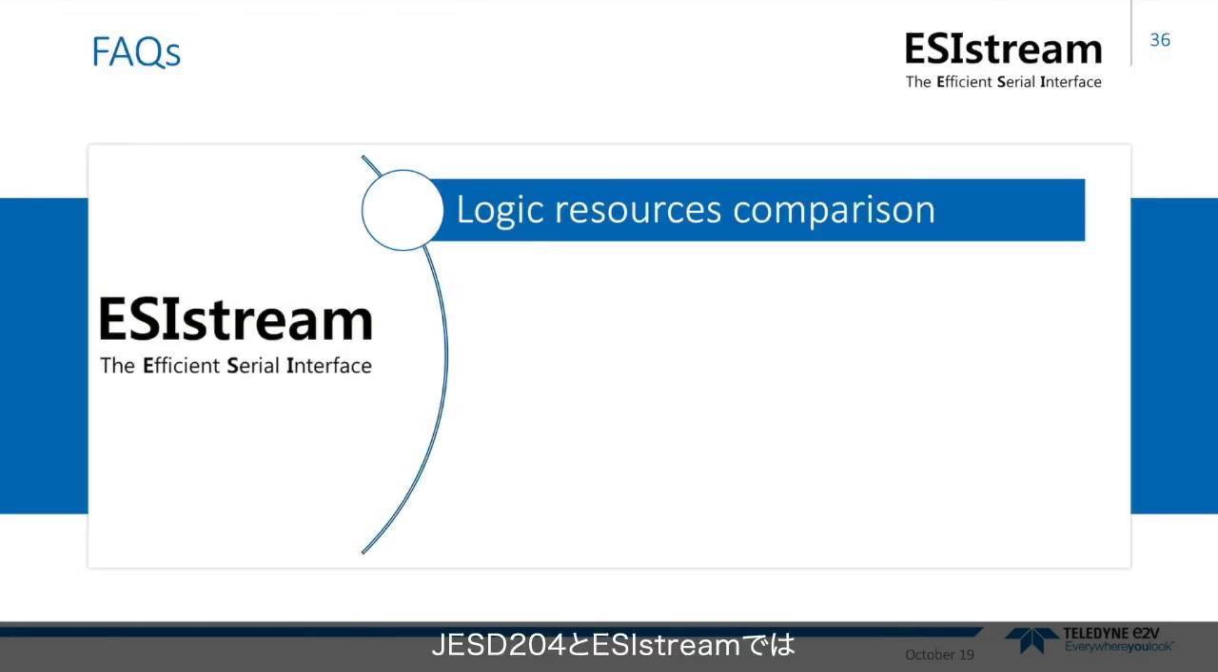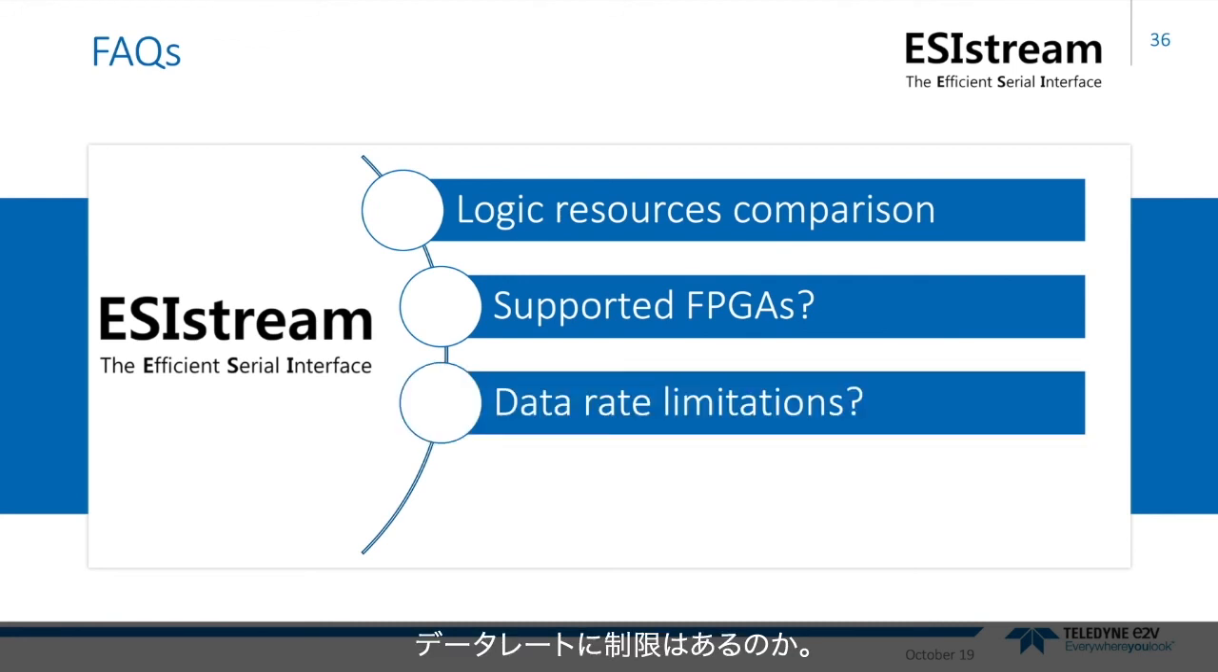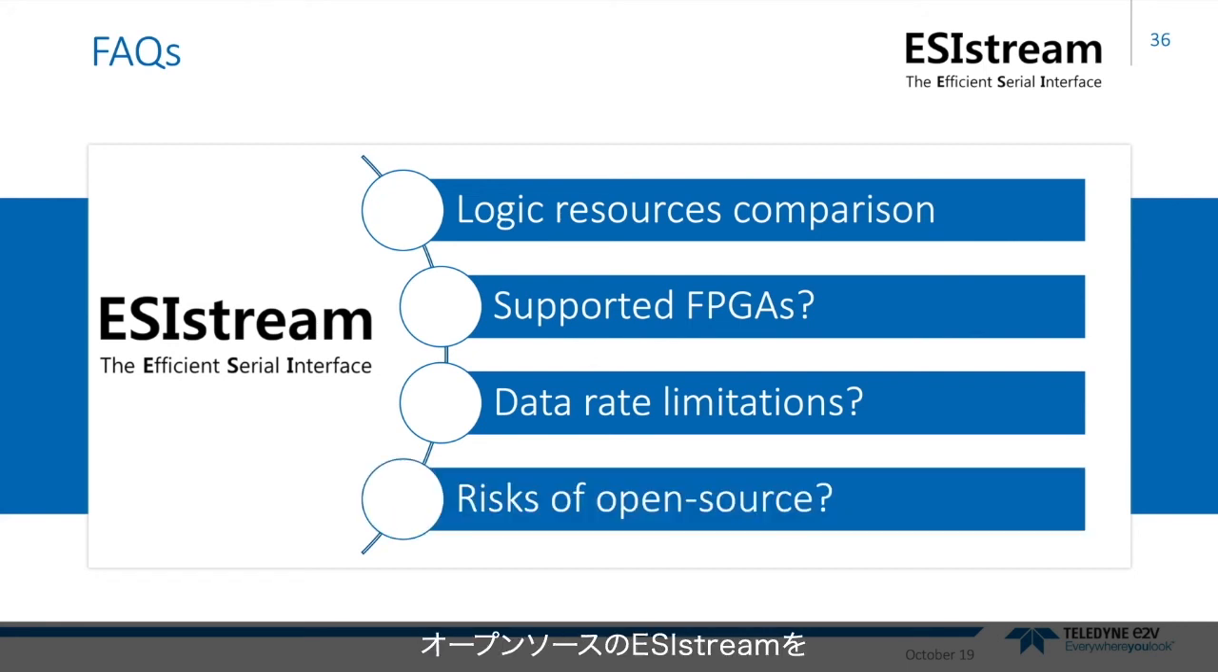So we'll look at how does JESD204 and ESIstream compare logic resource-wise? What FPGAs are supported by ESIstream? Are there any data rate limitations to be aware of? And what should you consider with respect to the risks of adopting open source ESIstream?